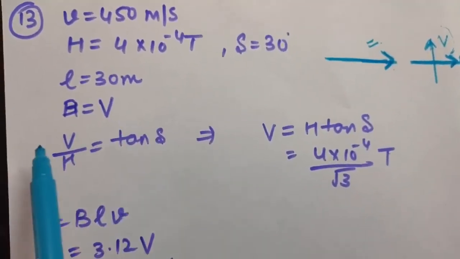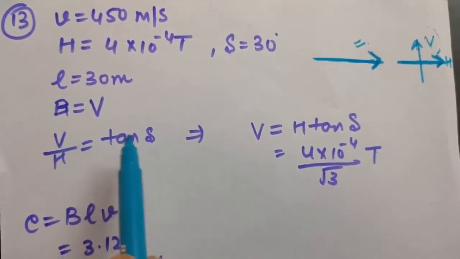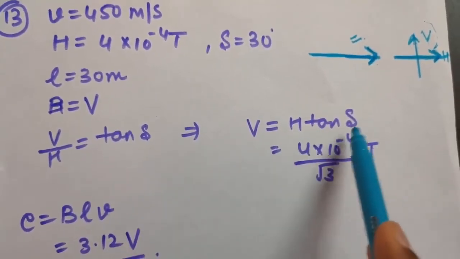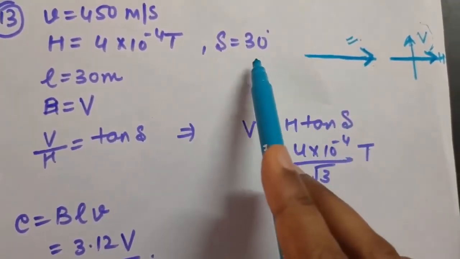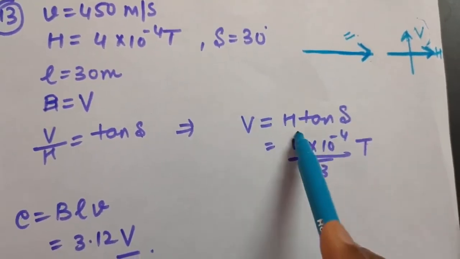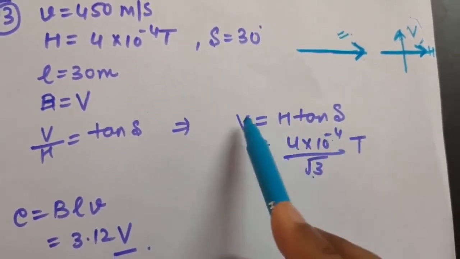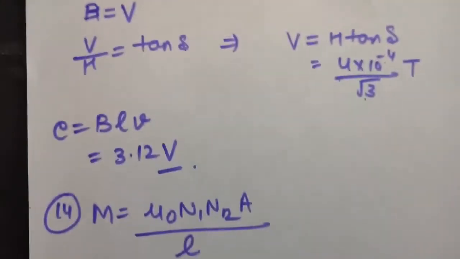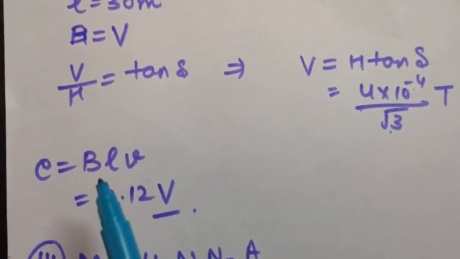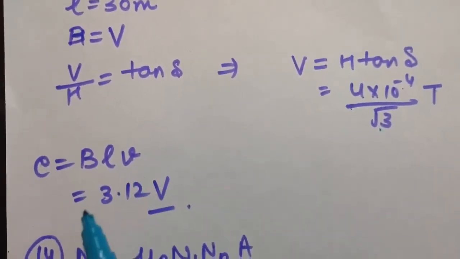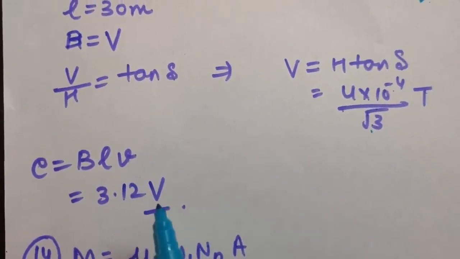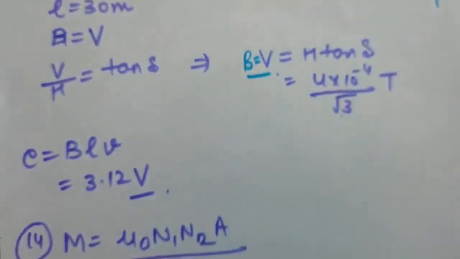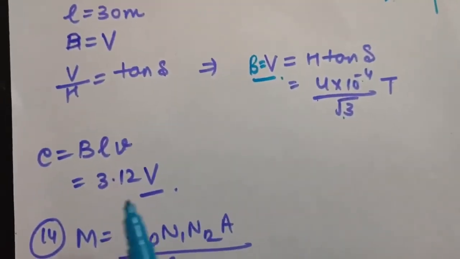Now from the previous chapter you know the formula V by H is nothing but tan delta. So from here V will come to be H tan delta. Tan delta is given to be 30 degrees. So tan 30 is 1 by root 3 and H is 4 into 10 to the power minus 4. So this is V, or you can say the magnetic field for this case. Okay. So now induced EMF is BLV. B is given to you in the question, L is given and v is also given. So you can calculate easily, it will come to be 3.12 volt. So this V will be equal to B only. Okay. So E will come to be 3.12 volt.